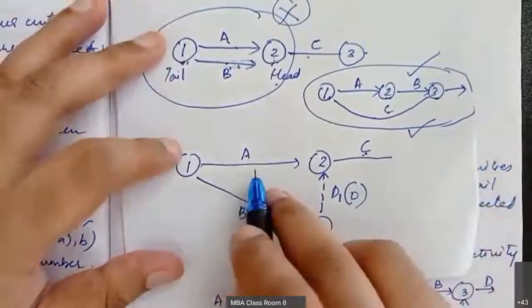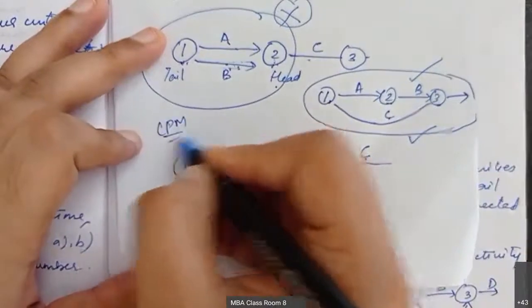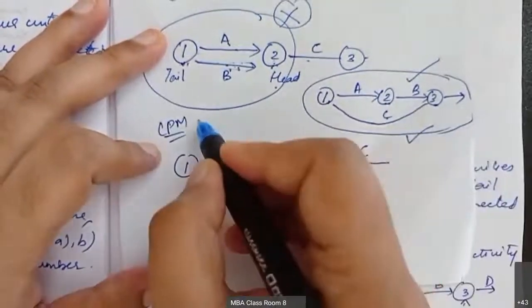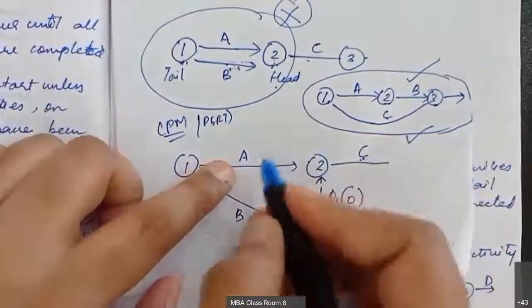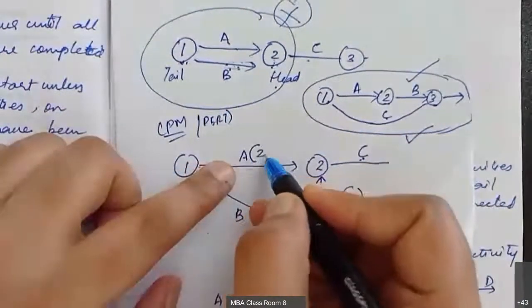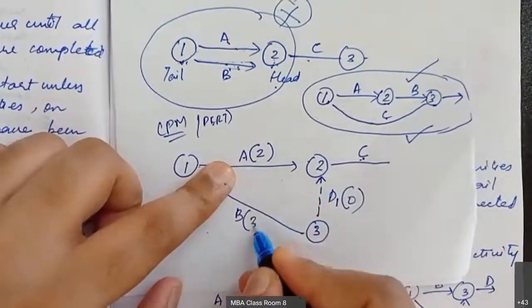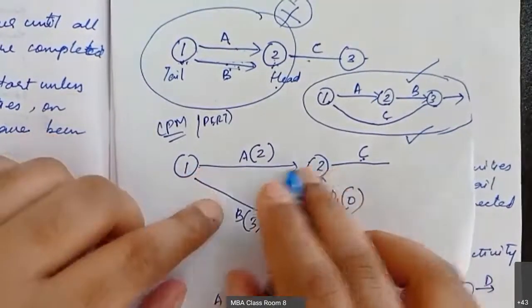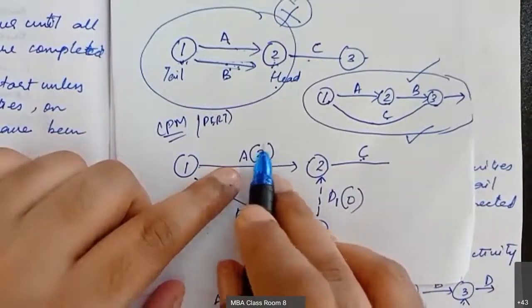In the critical path method, or in PERT also, these are the activities, no? In the bracket, we'll be writing the duration of the activity. For example, A takes 2 weeks, B takes 3 weeks. Like that, the duration of completion of an activity will be written inside this bracket.